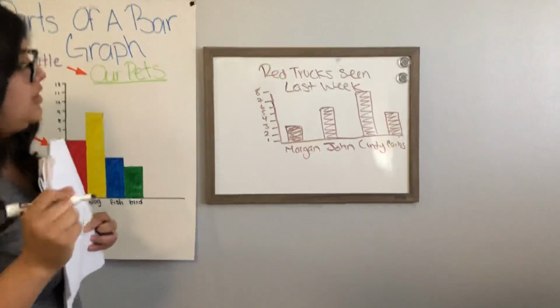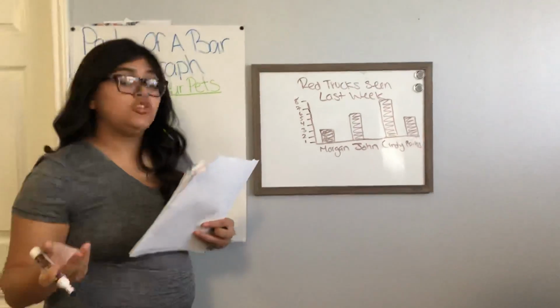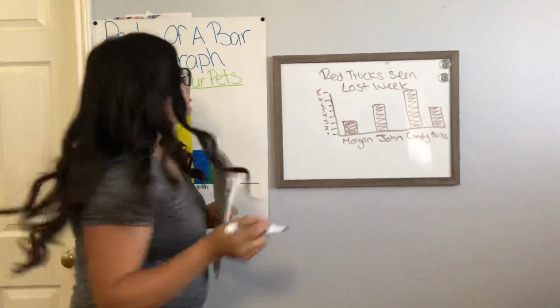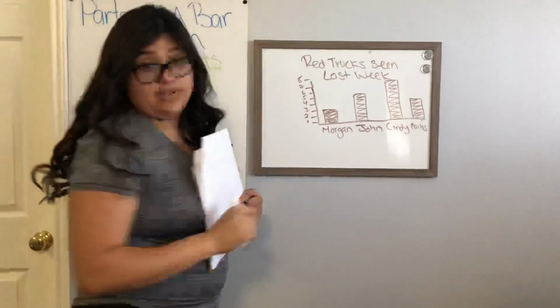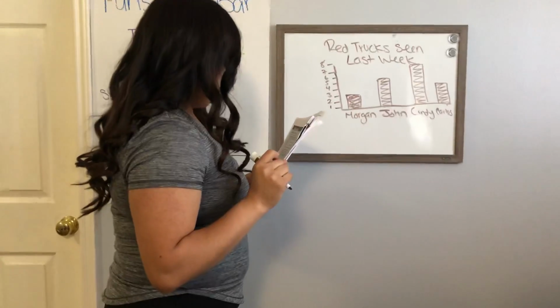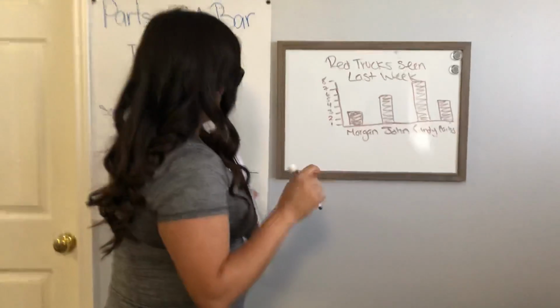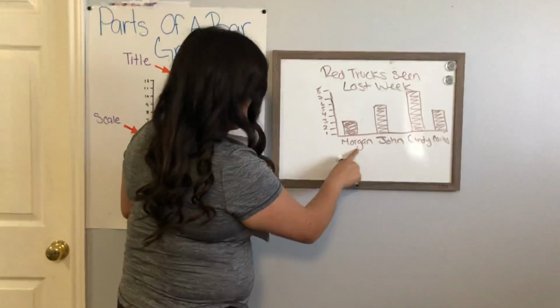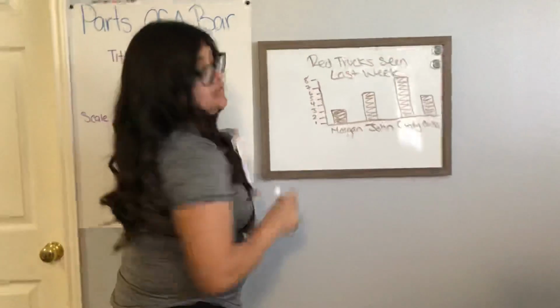Okay, so that's going to be our bar graph that we're going to use. If I asked you what's the title of the graph, you would say red trucks seen last week. And if I asked you how many red trucks did Morgan see? Well, we're going to look under Morgan and see what the scale says for Morgan. So it will be 3 for Morgan.